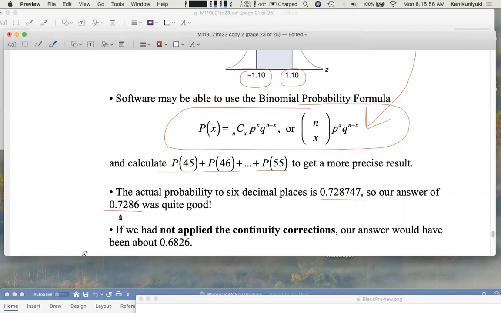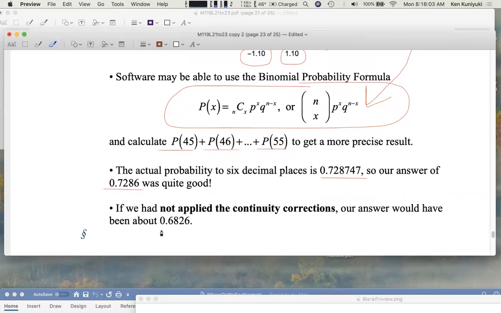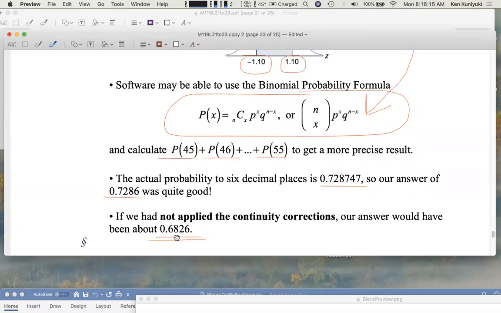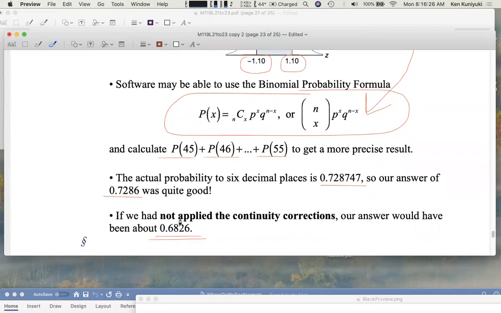0.7286, what we got from our normal approximation with continuity corrections, is very good. Now, if we had not applied the continuity corrections, we would have been pretty close, 0.6826. That sounds a bit familiar because we were talking about within about one standard deviation of the mean. So it's not so surprising that this is about 68%. But you can see that the 0.7286 is a fair bit more accurate. Although later on in the course, we're not going to bother with continuity corrections, and we may have to be satisfied with something like that.